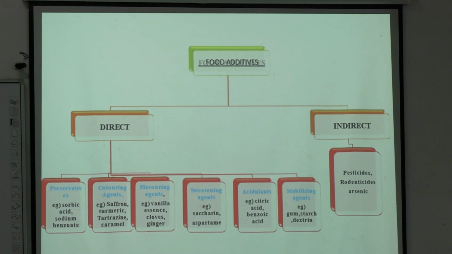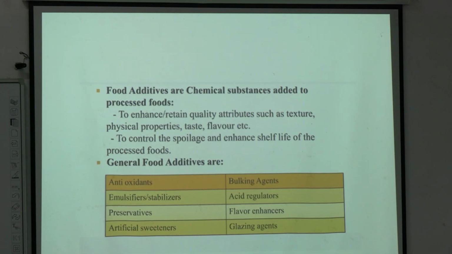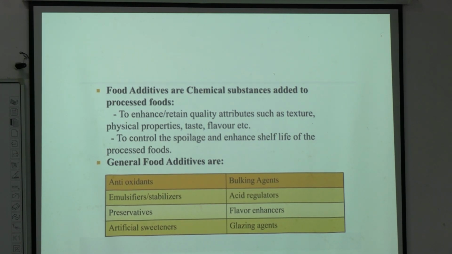Which is why, if you don't wash the vegetables properly, there is a chance that some pesticides or rodenticides may be there which can harm us. That is indirect food additives. These are the same thing. What do they do? They are chemical substances added to processed food to enhance qualities like texture, physical properties, taste, flavor, and to control the spoilage and shelf life of the processed food.